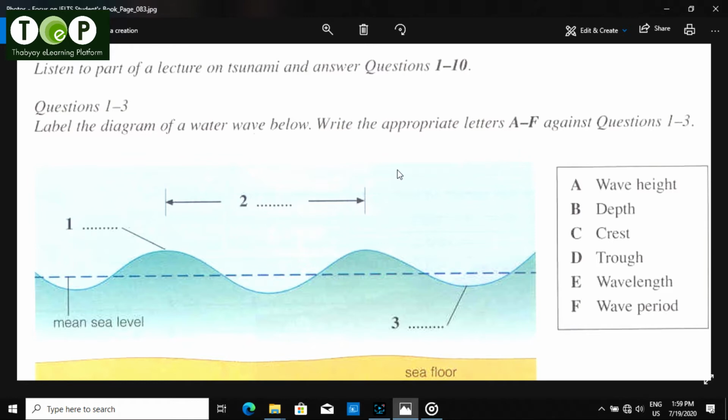There's wave period, which isn't marked because it's a measurement of time. It's the time between one wave crest passing and the next. Then the lowest point of a wave is known as the trough. Can you see that? That leaves wave height, which is a measurement of the vertical distance between the crest of a wave and the trough. And finally, depth, which, as I'm sure you know, is the distance between the mean sea level and the seabed.